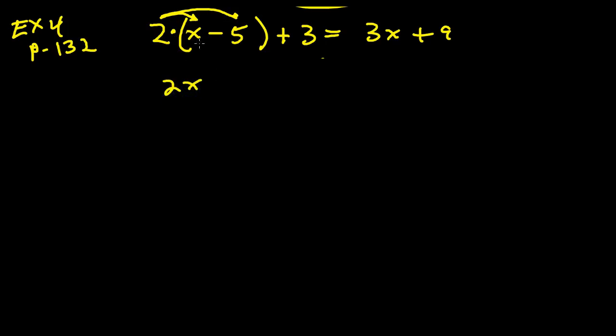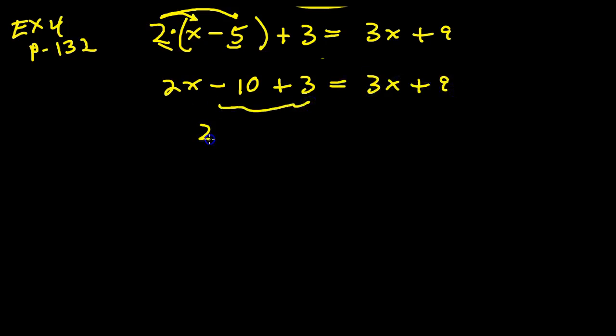2x, 2 times x is 2x, minus 2 times 5 is 10. So I've got 2x minus 10. Don't forget about plus 3 on the left. 3x plus 9 still on the right. All right, I can crunch these numbers together, of course. 2x, well, negative 10 plus 3 is negative 7, of course. And I've done as much arithmetic and simplifying as I can on each side.